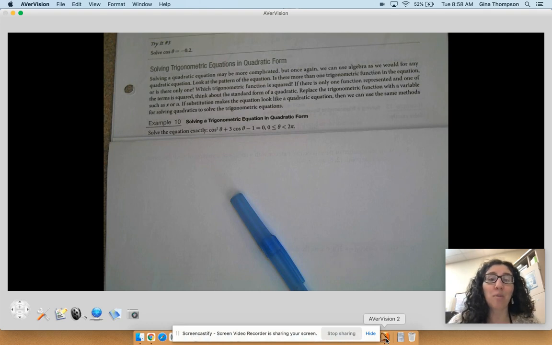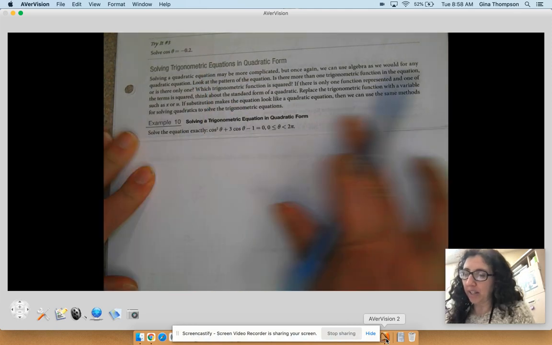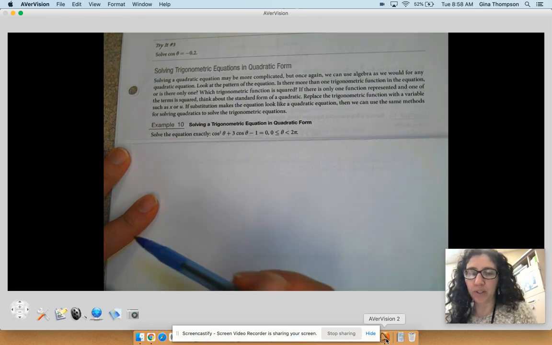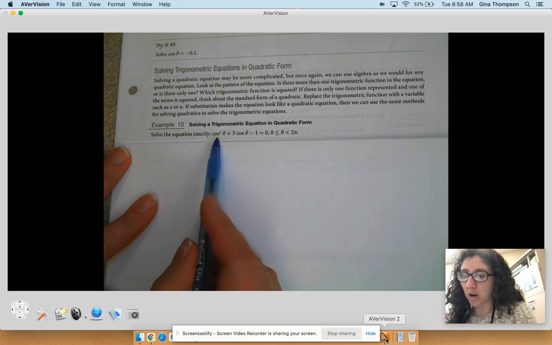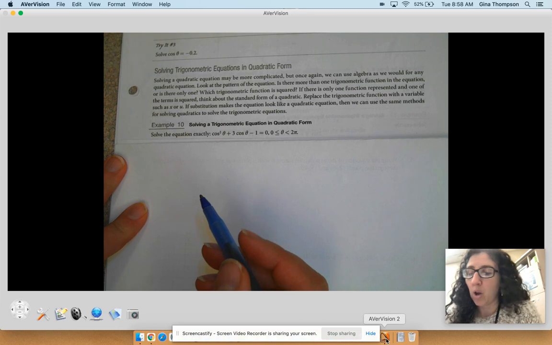Okay, now we're going to talk about solving these trig equations if they are in quadratic form. So what if we've got one that looks like this? Cosine squared theta plus 3 cosine theta minus 1 equals 0. Not so easy, because we've got a cosine squared and a cosine term. Well, let me ask you this.